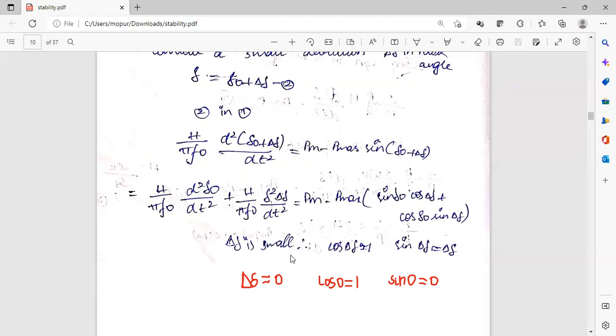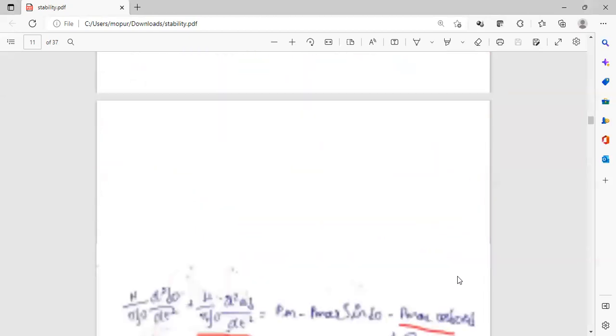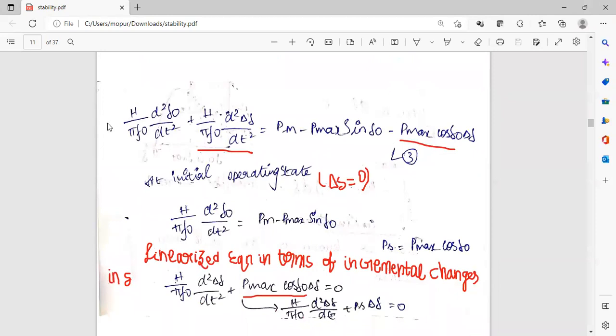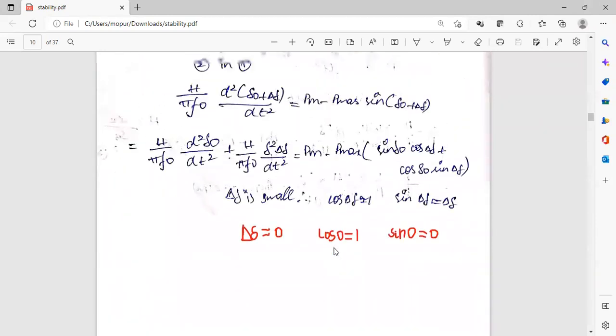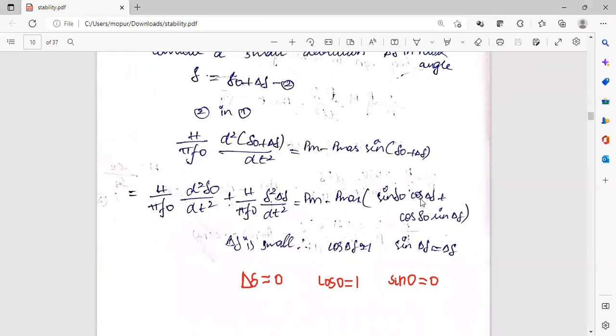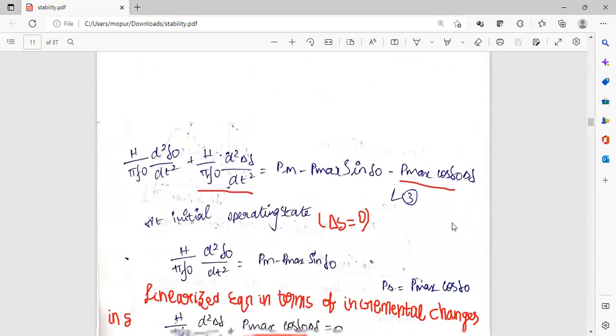Delta del is very small, since in steady state stability analysis we will be dealing with small disturbances. So delta del will be very small. We know if delta del is negligible, that is equal to 0, cos 0 is 1 and sin 0 is 0. So cos delta del is approximately equal to 1, sin delta del is approximately equal to delta del. Now I am replacing this cos delta del with 1 and sin delta del with delta del to get this equation.